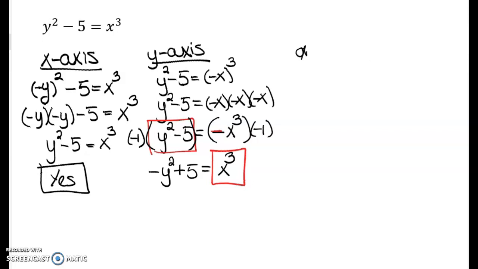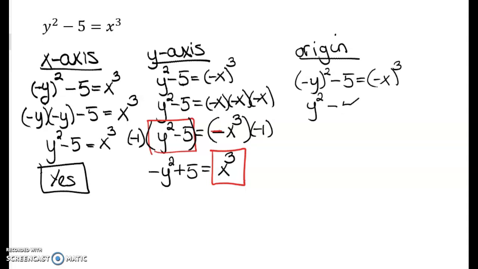So let's now do origin. For origin, you do both of them. And based on what I told you today, I know it's not going to have origin symmetry. It either has no symmetry, one type of symmetry, or all 3, but let's go through the work here. So for origin, we replace both of them. When you square a negative, it becomes positive. I went through all those steps a minute ago. When you cube a negative, it stays negative. 3 negatives are a negative.